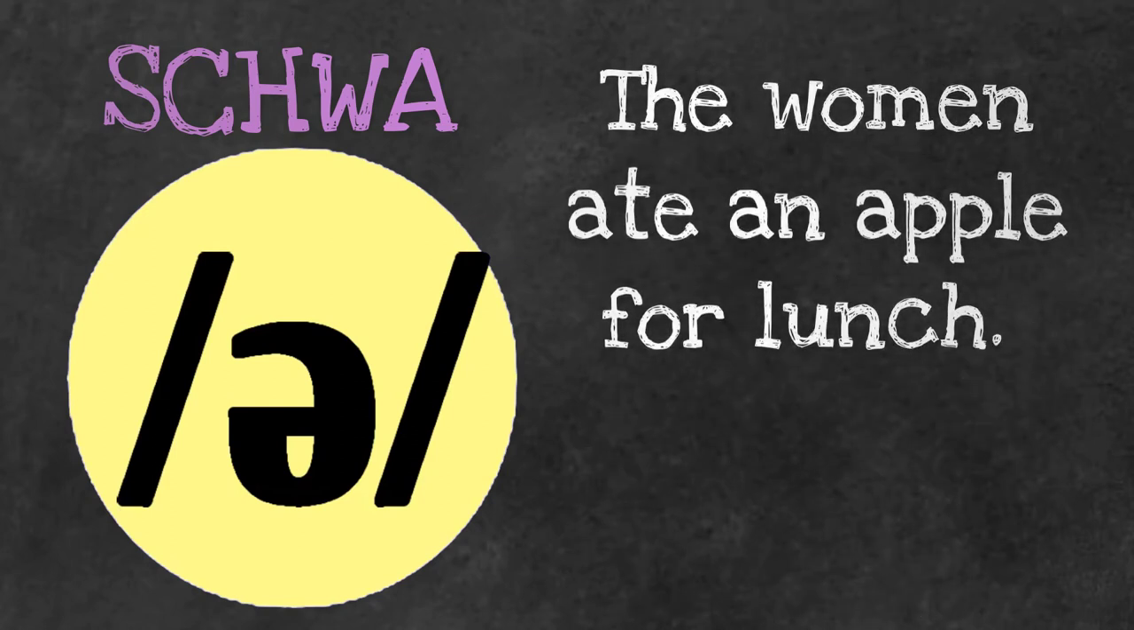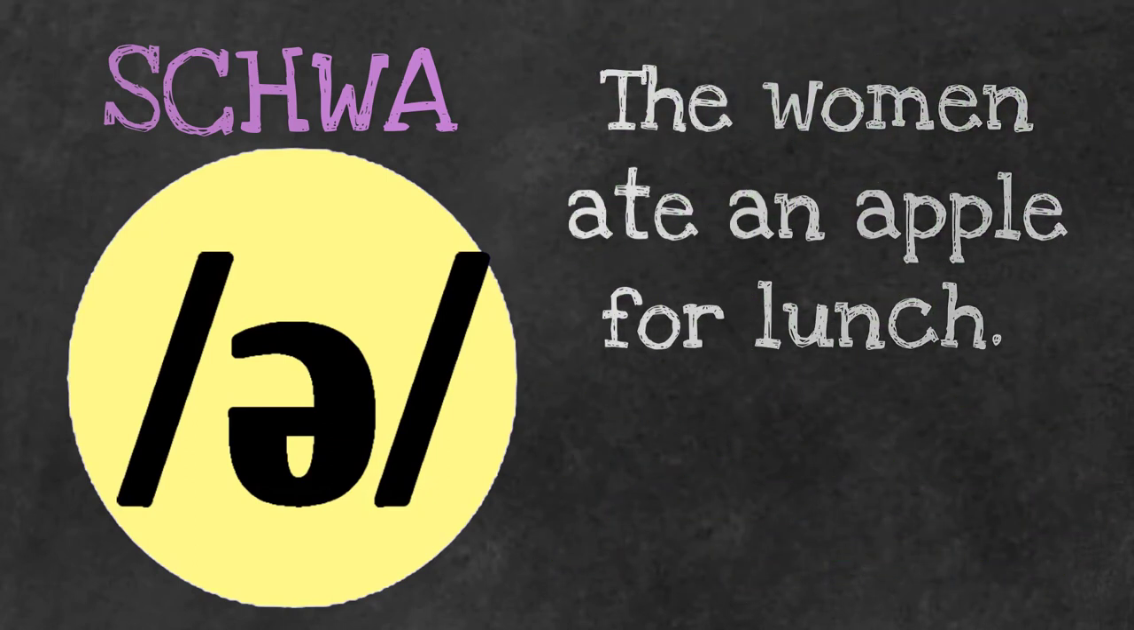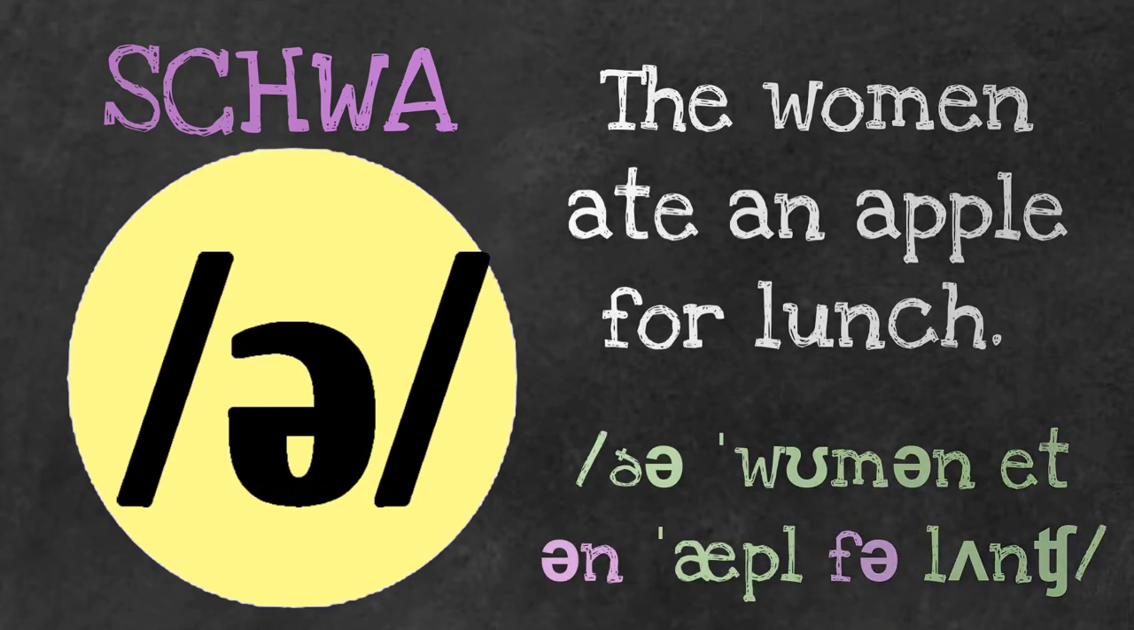Let's see this example. The woman ate an apple for lunch. In natural connected speech, we would pronounce the article an and the preposition for with schwa. The woman ate an apple for lunch.